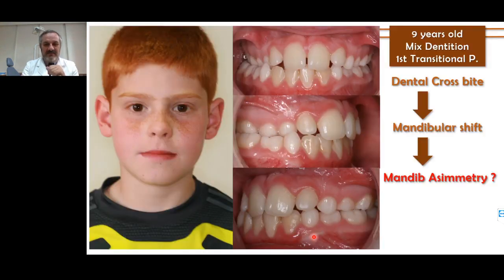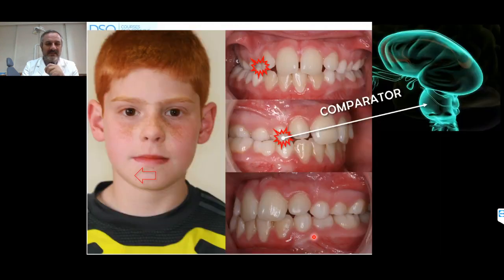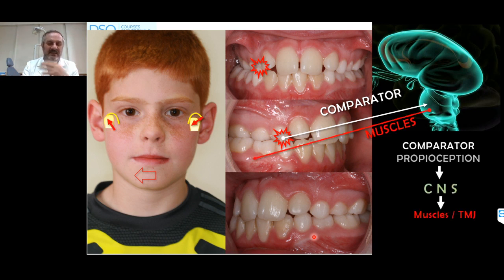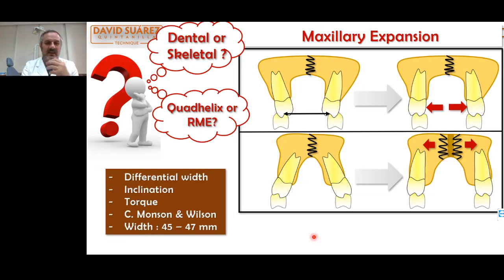For this reason, it's very important, like in this patient with an asymmetrical mandible, the same. What is the problem of this patient? The main problem is the shift of the TMJ in the right and in the left. Okay, for the maxillary expansion, dental skeletal or skeletal.